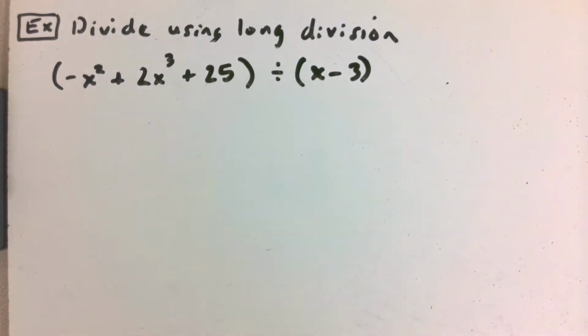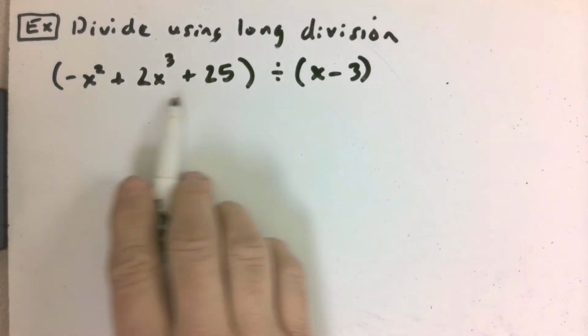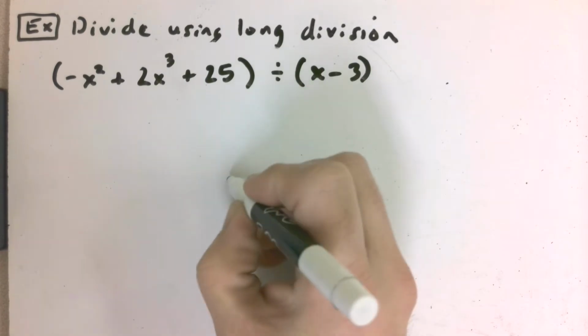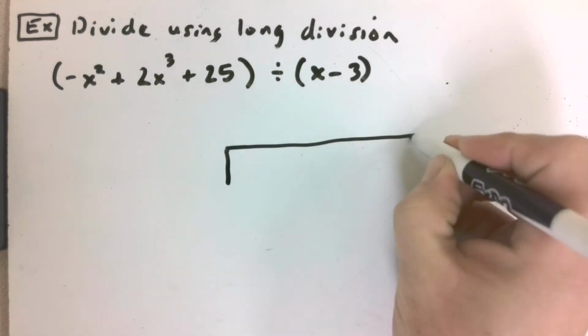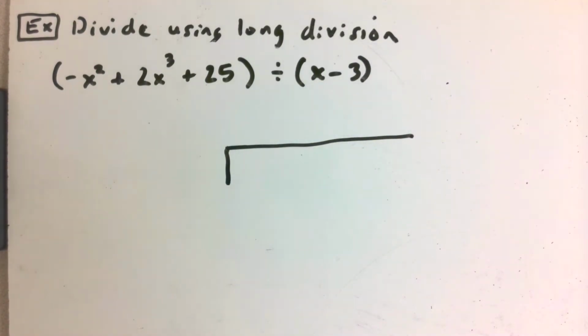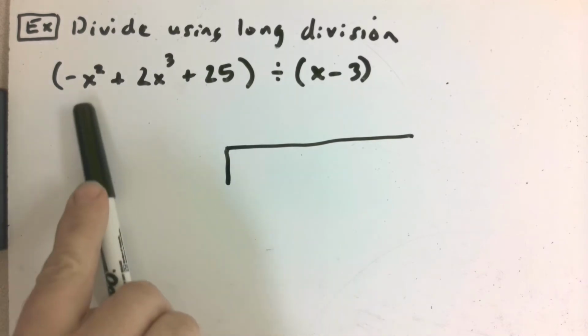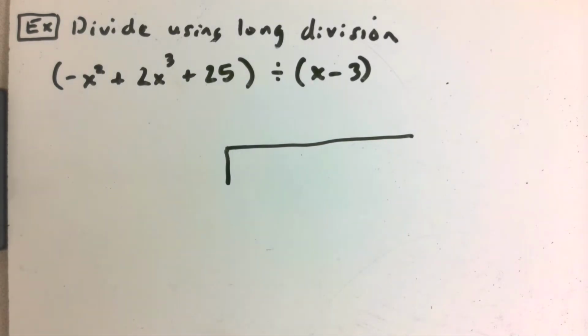We're going to divide these polynomials using long division. We are dividing this polynomial right here. There's my long division symbol. When I copy this down, though, what I do want to do is put it into standard form, and it's not yet. And if we're missing any powers of x, I want to put in a 0 for that.